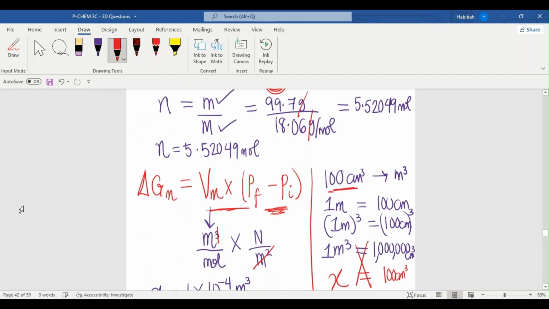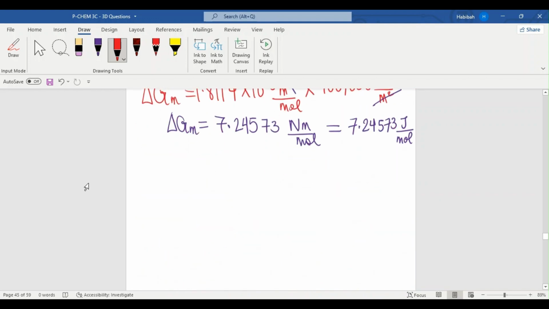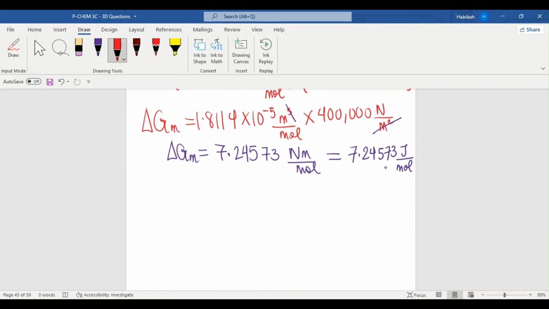So that means our final answer would have to be in what? 3 sig figs. So the change in molar Gibbs energy was going to be 7.25 joule per mole as the answer to the question.